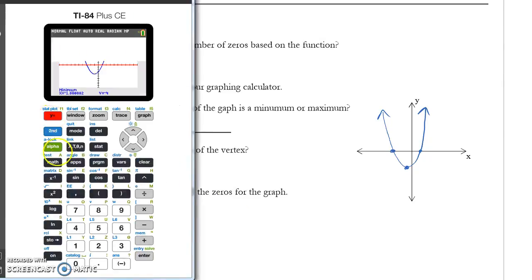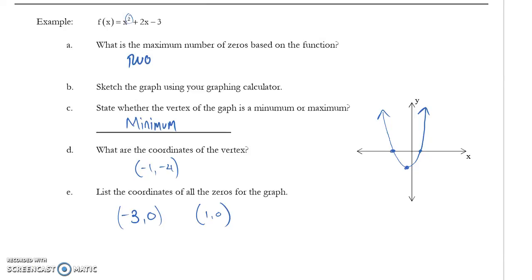And when you are graphing, make sure you put 0 in for y2. That way you can find your solutions or your zeros the same way we did first semester. Go ahead and do that now, please. Hopefully we found our solutions, our zeros, to be -3, 0 and 1, 0.